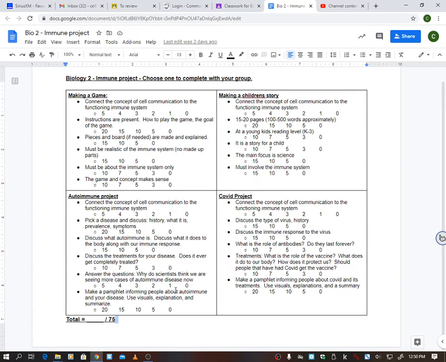And then you're going to make a pamphlet informing people about autoimmune and your disease. Use visuals, explanation, and summarize. All right, so it's just a little pamphlet that you could quickly hand to somebody just to tell them a little bit about your disease pretty quickly and easily.